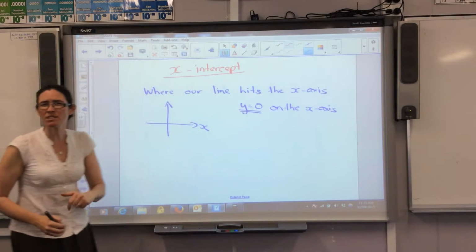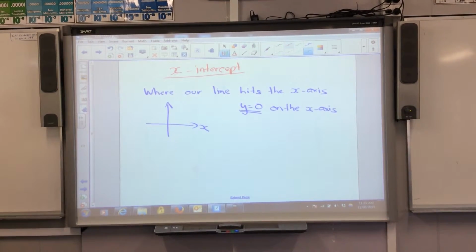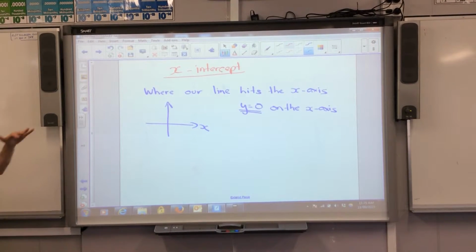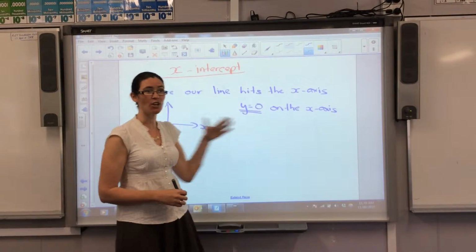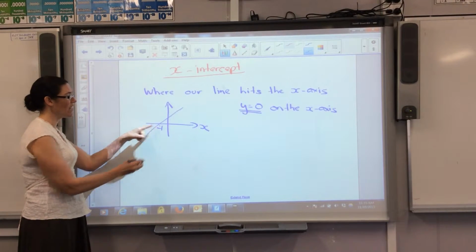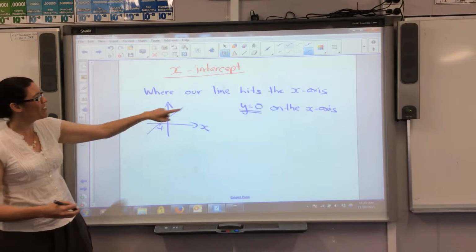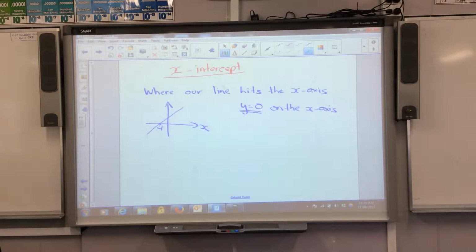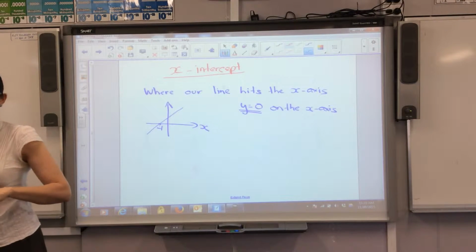This is really important because now I don't need a picture to find the x-intercept. If I have the picture, this is really easy. I have to find where the line hits the x-axis. I see the graph and I see this is -1 here, so my x-intercept is -1. Super easy. What this means is I can find the x-intercept from the equation, because I know if y equals 0, I must be on the x-axis.